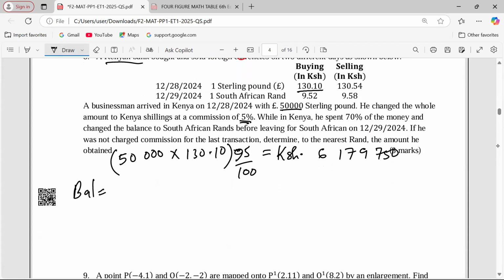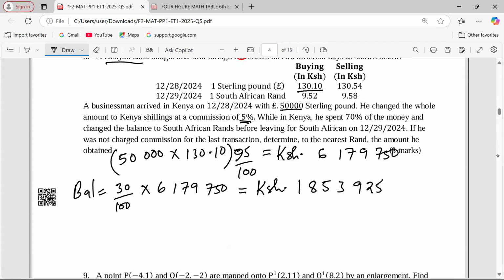We can talk about the 30% that remained so that we get the answer direct. So 30% remained, 6,179,750. So the Kenya shillings that remained is going to be, so we talk about 30% of this, which is going to be 1,853,925 Kenya shillings. This is the amount the businessman remained with, still in Kenya.